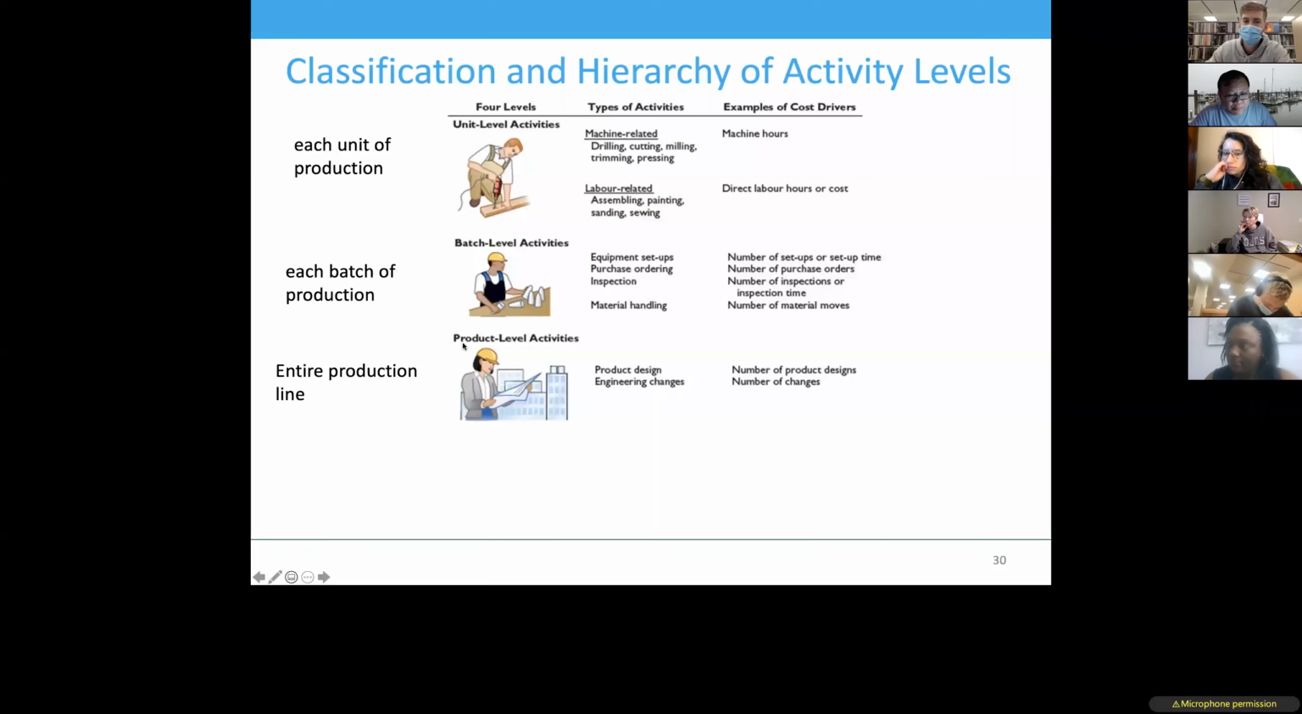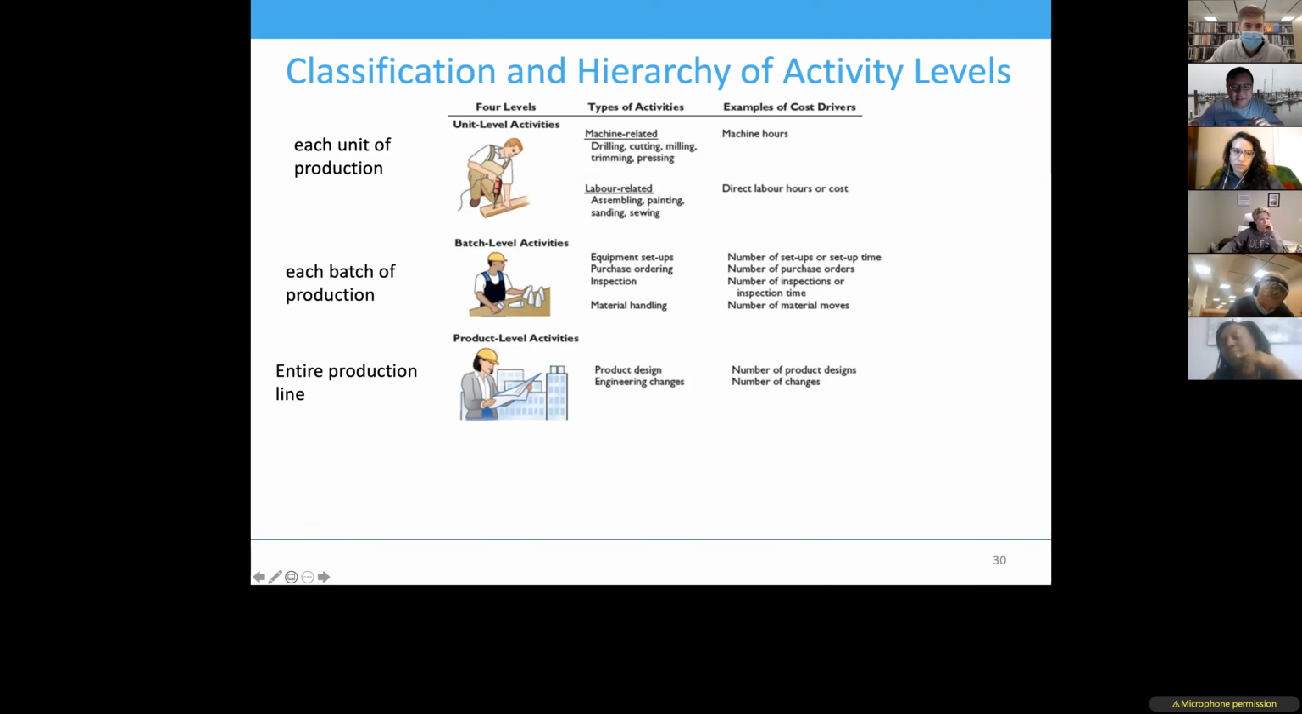The next one would be the product level. For example, product design. This is the activity that is related to all the products. If you have a particular design for the house, and then you are going to build like 100 houses like this, right?